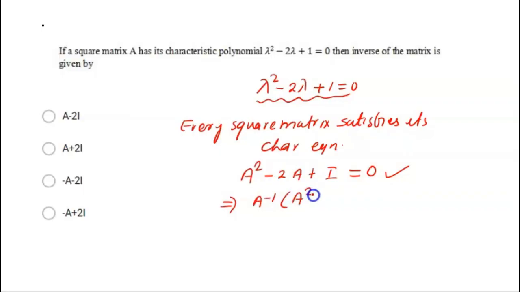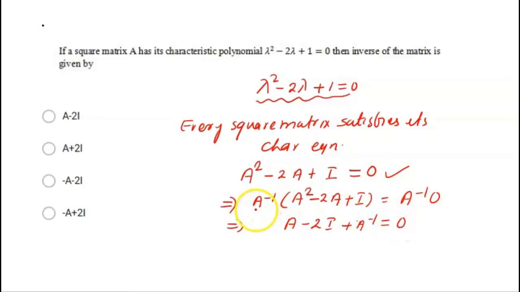So we multiply it by A inverse. So A inverse minus 2A plus I is equal to A inverse into null matrix. So what we get? We get A minus 2I plus A inverse is equal to 0, null matrix. I hope you got it.